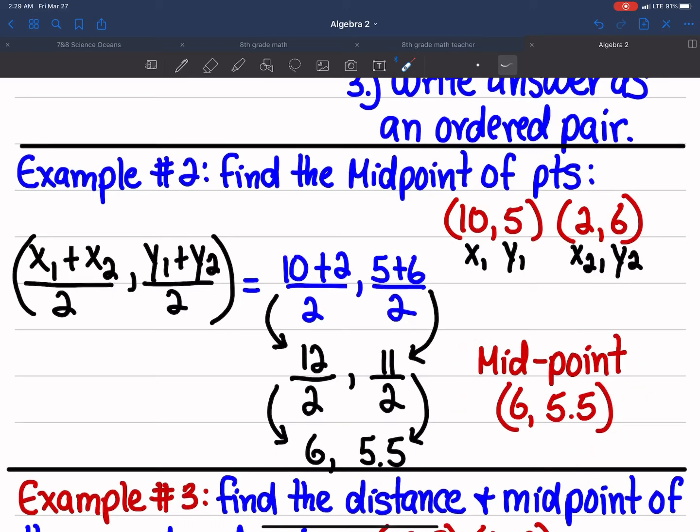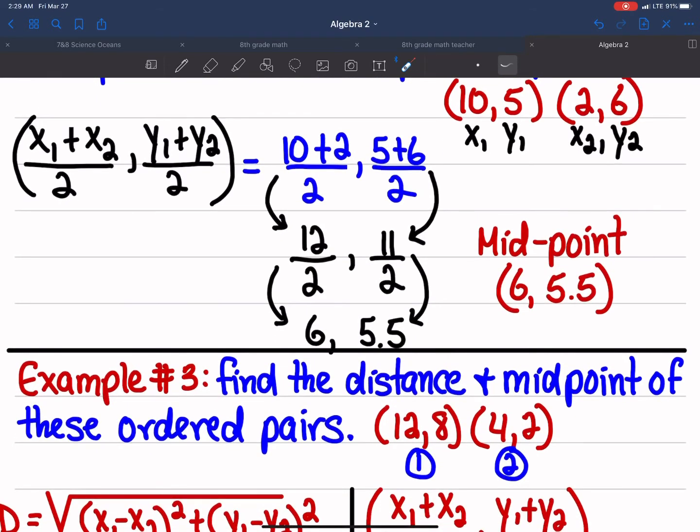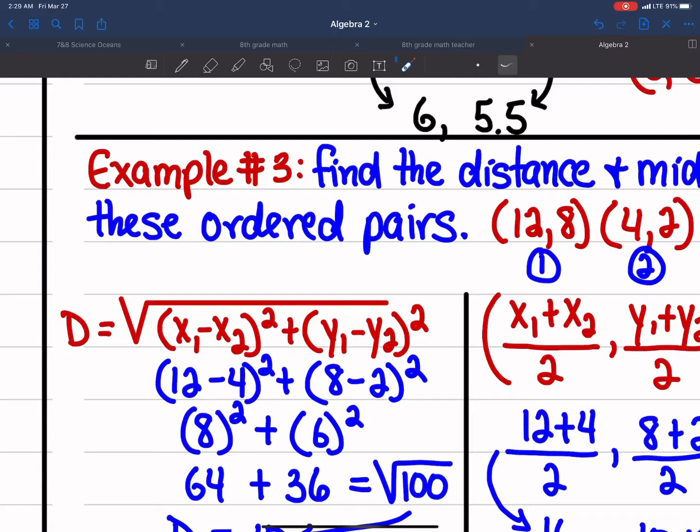(6, 5.5). Now, the wonderful thing about these two formulas is that you can combine the two. What a blessing. Oh my gracious, the Lord is so good to you people. All right, so here we go. Example number 3, we're going to find the distance and midpoint of these ordered pairs right here. (12, 8) and (4, 2). Okay? So we're going to take those numbers and use the two formulas to find the distance and the midpoint. All right. So you guys had a test on this, so I think you should remember how to do all this. All right, great. So let's do the distance first.